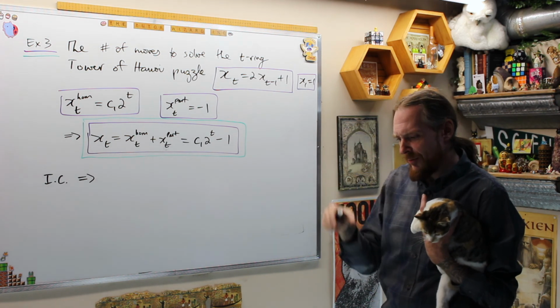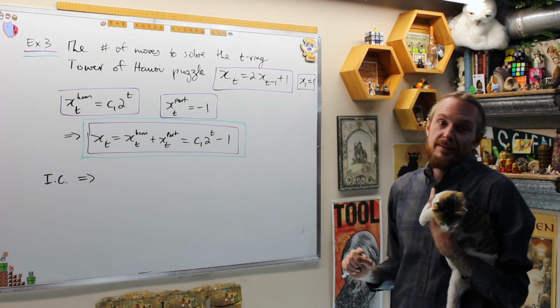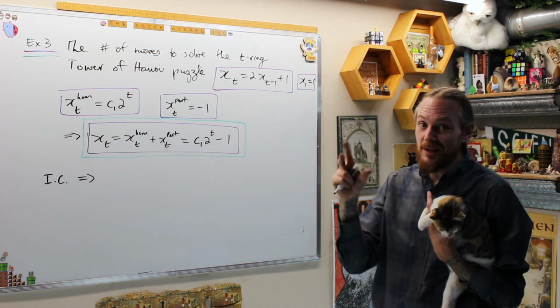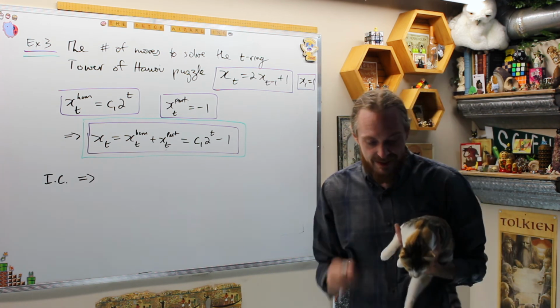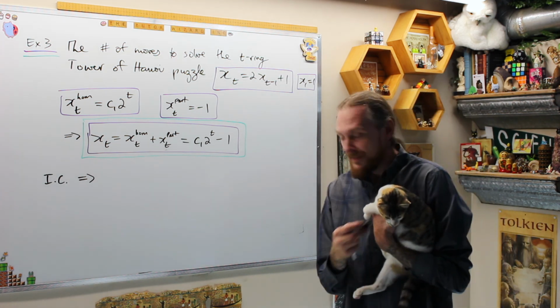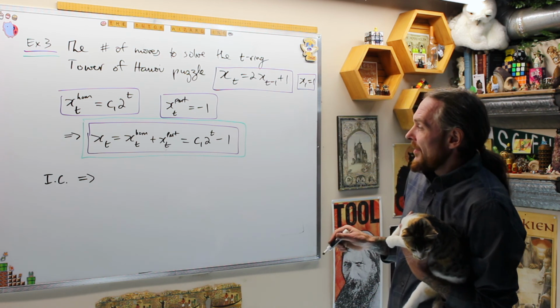How many moves does it take to move one ring? 1. Solution. With 2 it already gets crazy. All right, now she wants that. Oh, she sees the cat. You want the cat?